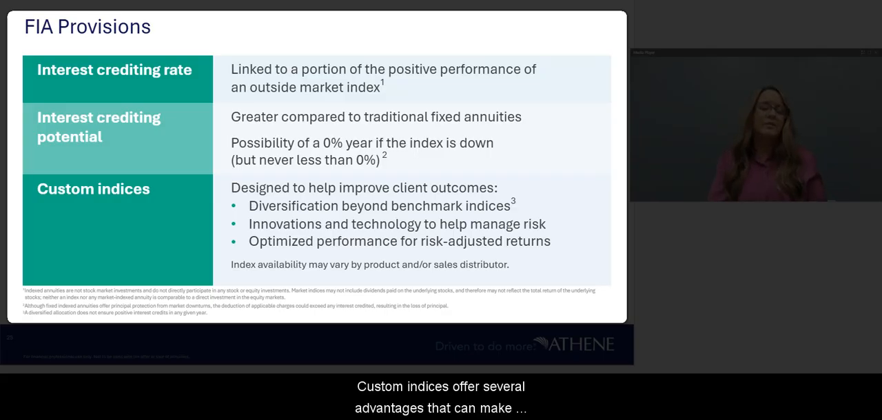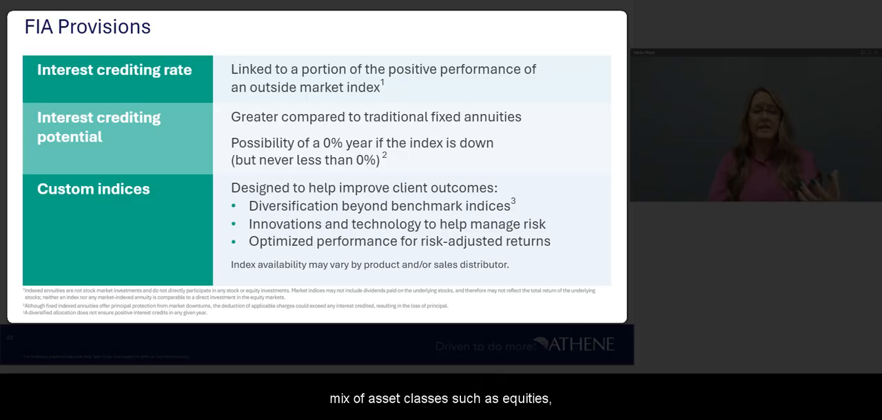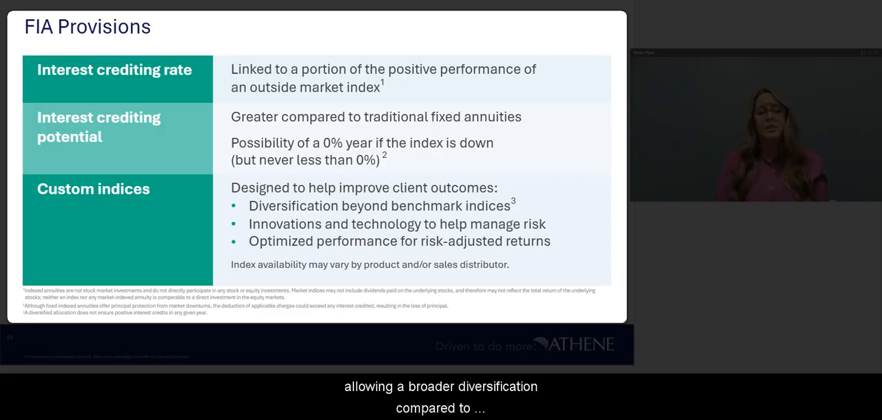Custom indices offer several advantages that can make them appealing to clients. They allow your clients to have indices that include a mix of asset classes, such as equities, bonds, commodities, allowing a broader diversification compared to some of the traditional indices like the S&P. This helps spread risk and potentially help returns.